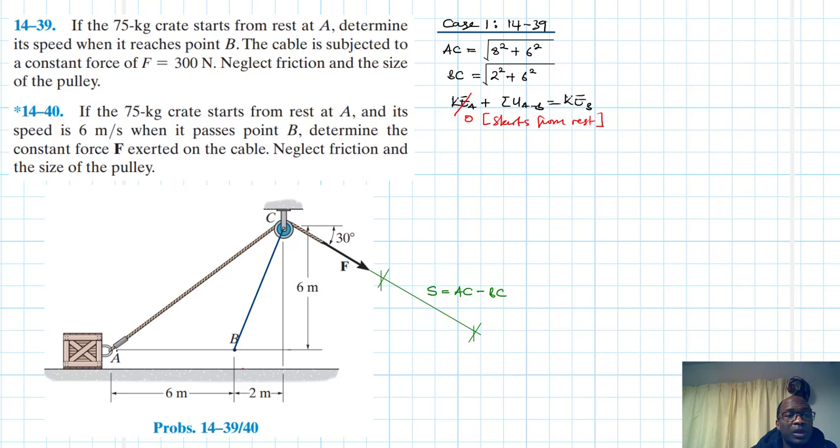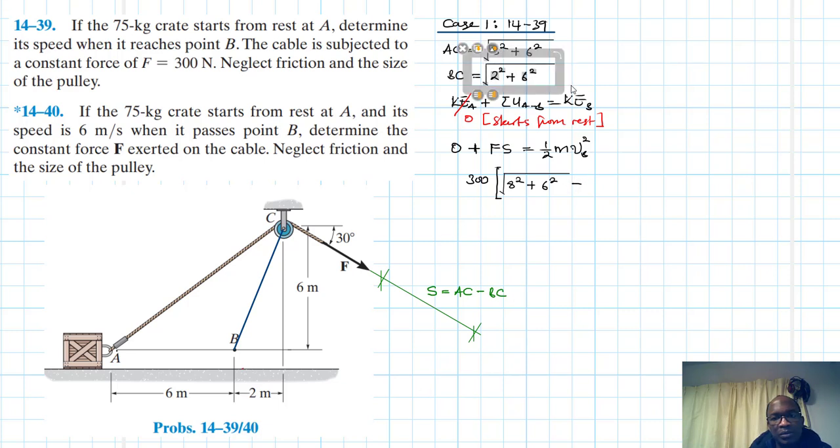Therefore, we have 0 plus the total work, which is just F times s, and this is equal to half m, the mass of the box, times v_B squared. The force is given there as 300, and we have s, which we can just plug in. So we say this is AC minus BC.